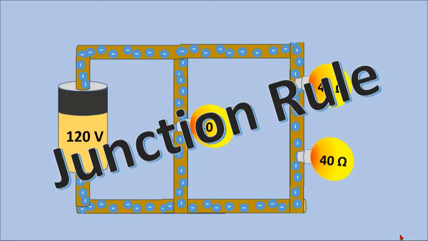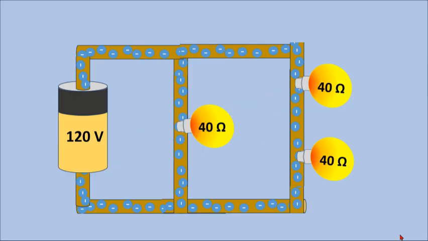So first of all, let's talk about the junction rule. The junction rule says that when the current splits up or comes back together at a junction, the current in is equal to the current out. So this is T for total current. It comes from the battery, and it splits up into I1 and I2, which is the current that goes through this light bulb and the current that goes along this branch, and it will have to go through both of these light bulbs over here.